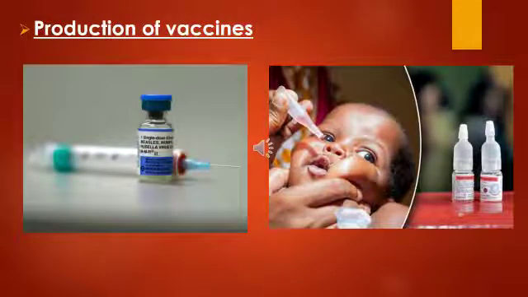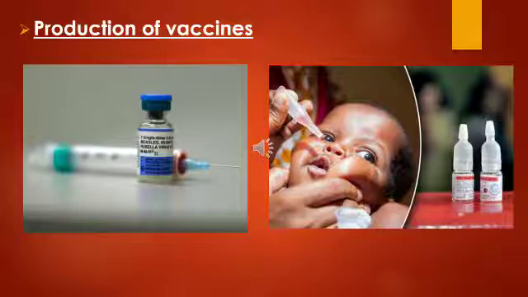Next useful is production of vaccines. You people have come across polio drops when you were at the age of 9 or 10 years. Up to 10 years you have taken these polio drops, isn't it? So why do we need to take this vaccine? Polio drops are nothing but vaccines. We take them to protect ourselves from many diseases.